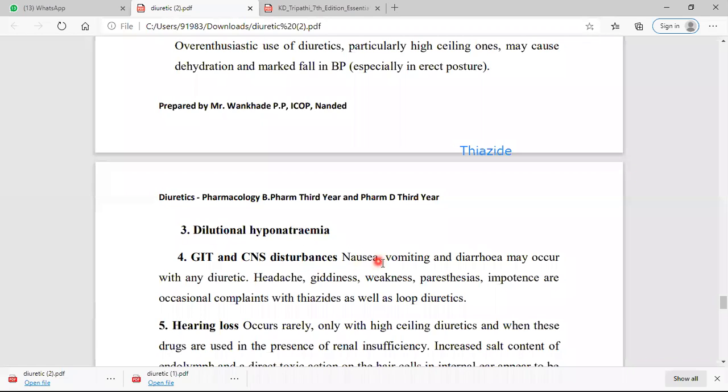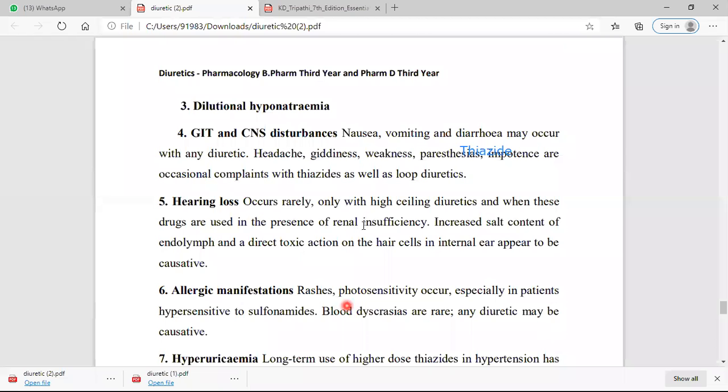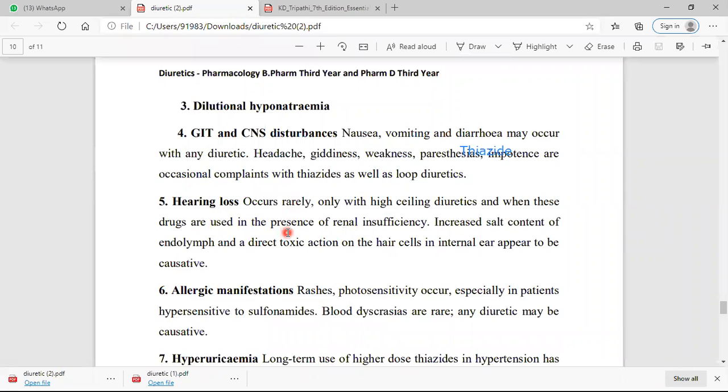GIT and CNS disturbances: nausea, vomiting, diarrhea, headache, giddiness. Giddiness means tendency to fall. Weakness, paresthesia meaning numbness, and impotence are complications with the thiazide diuretic. Hearing loss: again, the high ceiling diuretic furosemide causes hearing loss, and hence it should not be given with the streptomycin drug. Okay. Next, allergic manifestations, rashes, photosensitivity, blood dyscrasias, hyperuricemia.